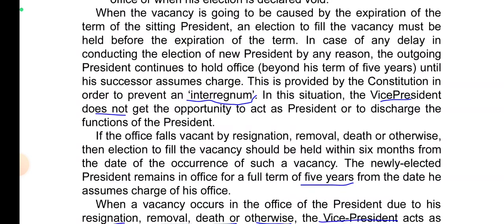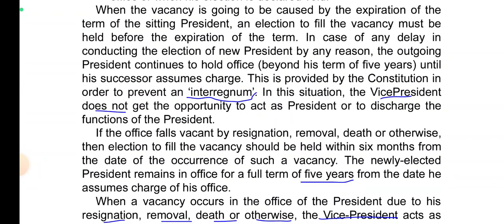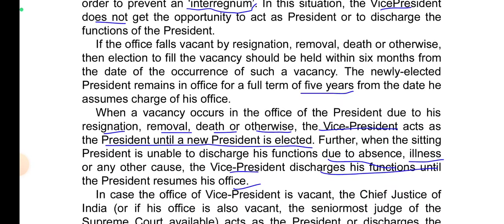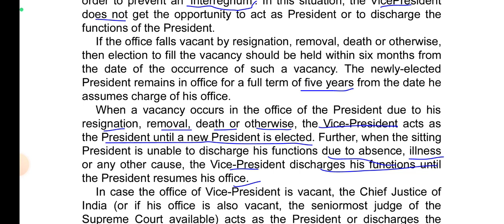When the vacancy is going to be caused by the expiration of the term of the sitting President, an election to fill the vacancy must be held before the expiration of the term. In case of any delay in conducting the election of new President by any reason, the outgoing President continues to hold office beyond his term of 5 years until his successor assumes charge. This is provided by the Constitution in order to prevent any interregnum. In this situation, the Vice President does not get the opportunity to act as President or to discharge the functions of the President.